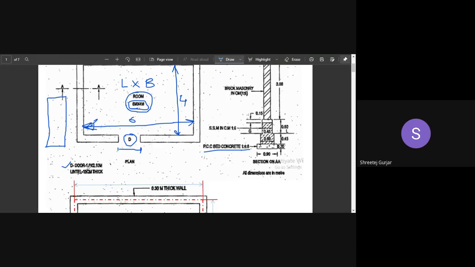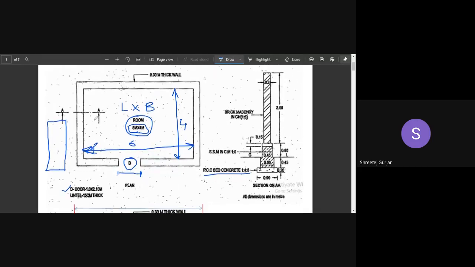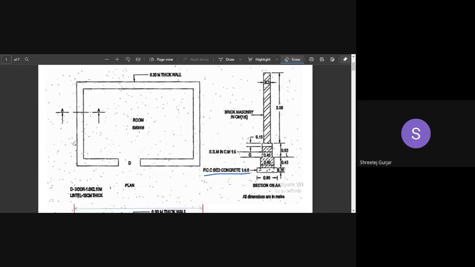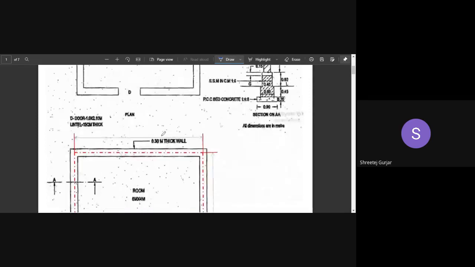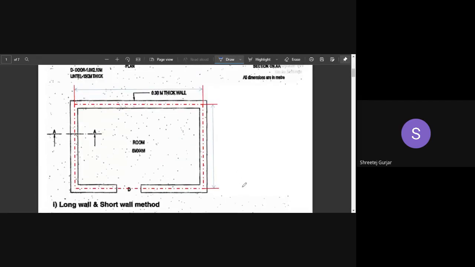Then we need a lintel. A lintel has to be provided over the door, or else how will your brickwork stay above your opening? So always we need to provide a lintel which holds your masonry work or brickwork above your opening. Let me just draw a lintel above a door so that you will understand what a lintel is. I hope you know what a lintel is, but still I will try and draw.